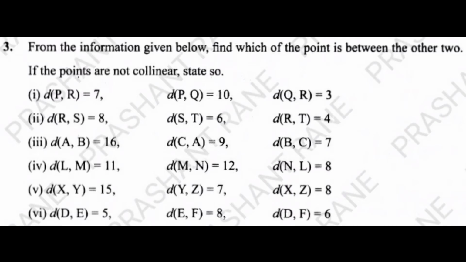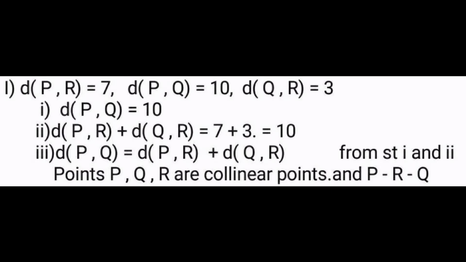Question number 3. From the information given below, find which of the points is between the other two. If the points are not collinear, state so. Here, pairwise distances are given. If the greatest distance is equal to the sum of the remaining two distances, then only the points are collinear and betweenness exists. So we'll start with the first example.